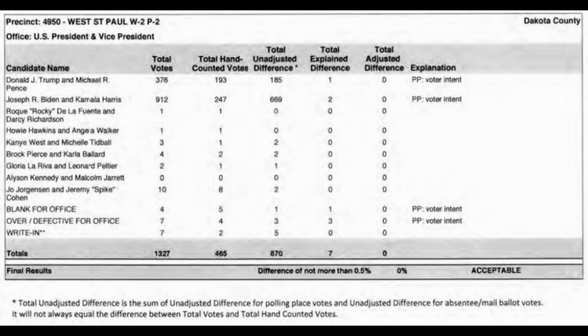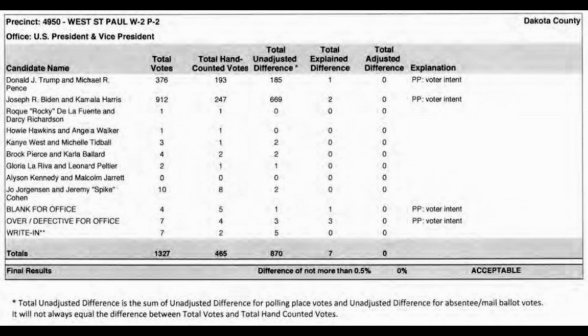So let's take a look at Dakota County, Precinct 4950, West St. Paul. What you're looking at here is the results of the post-election review. In the total votes column, you have the reported results. In the total hand-counted votes, you have the hand tally of the paper ballots that were available at that post-election review.